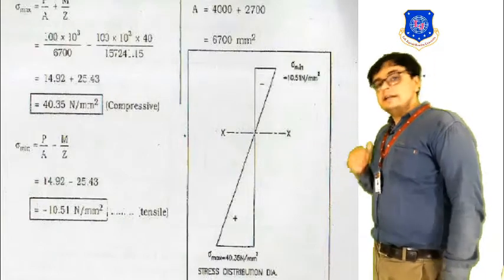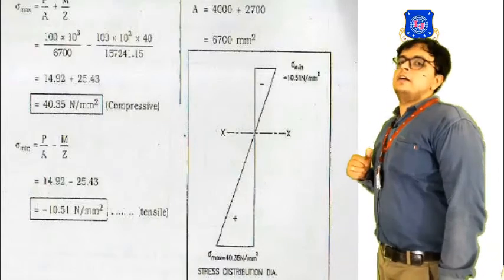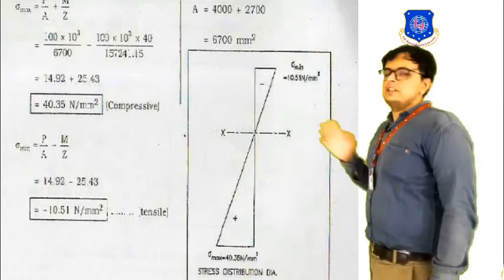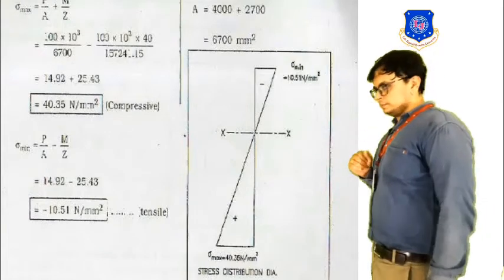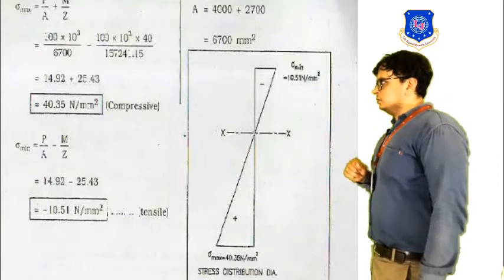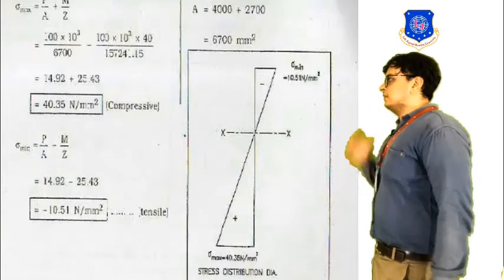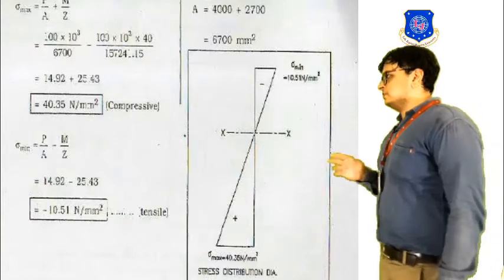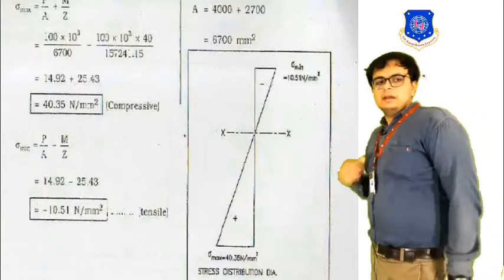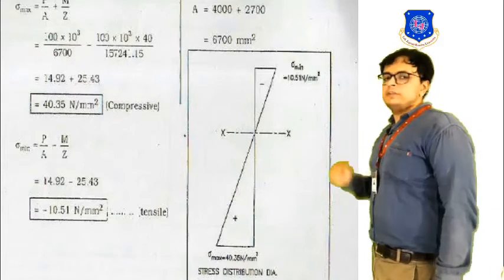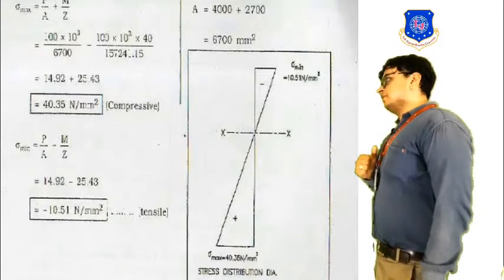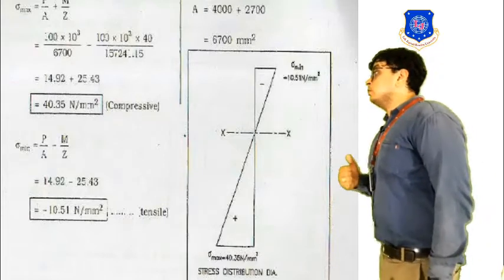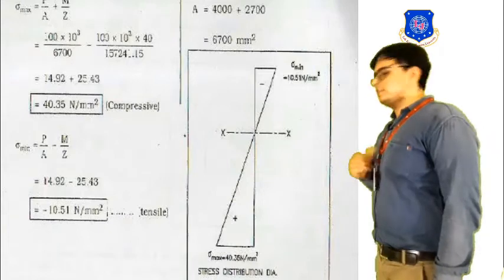That is 100 kilonewton, and we have the area of 6700 millimeter square. It is nothing but a summation of both the values. Okay, so sigma 0 is equal to P by A. So it is nothing but 100 into 10 raised to 3 divided by 6700. So by this we are getting the value of 14.9. Okay, so this is our direct stress.